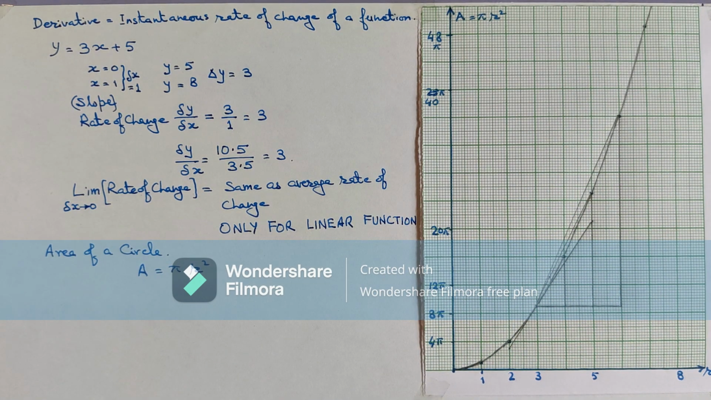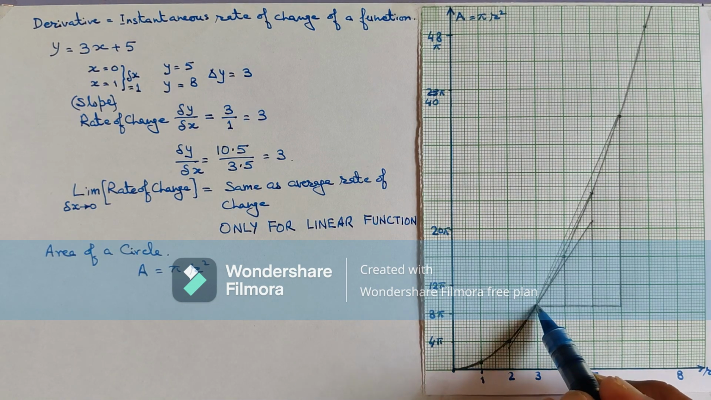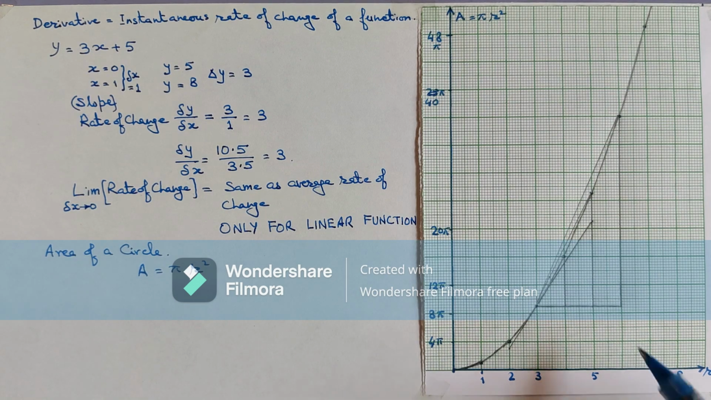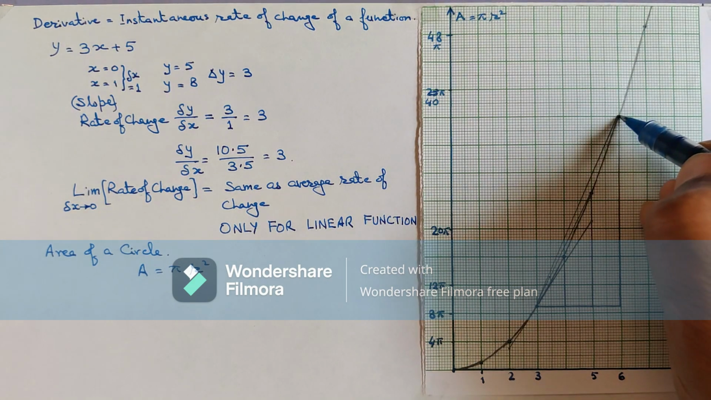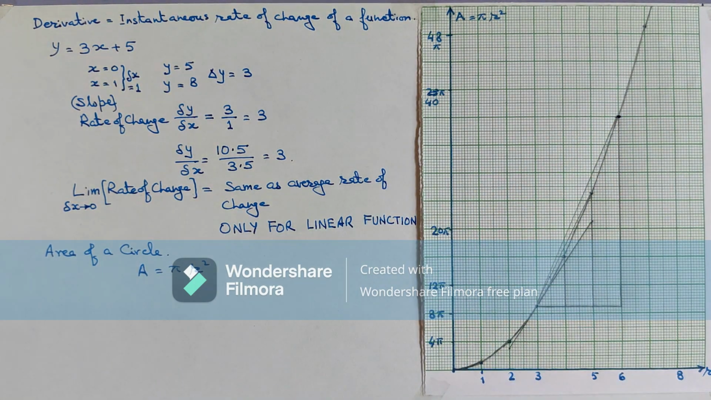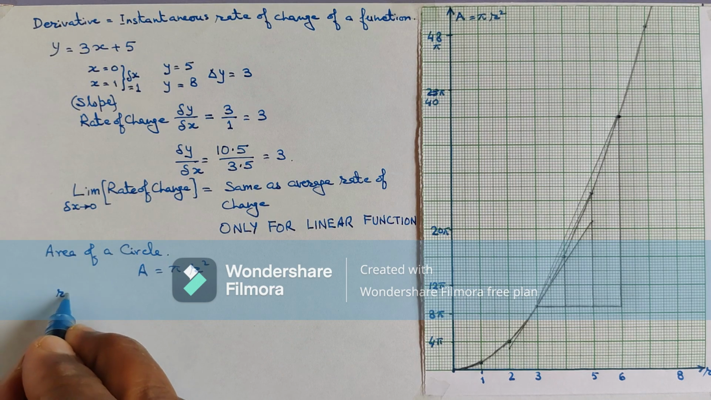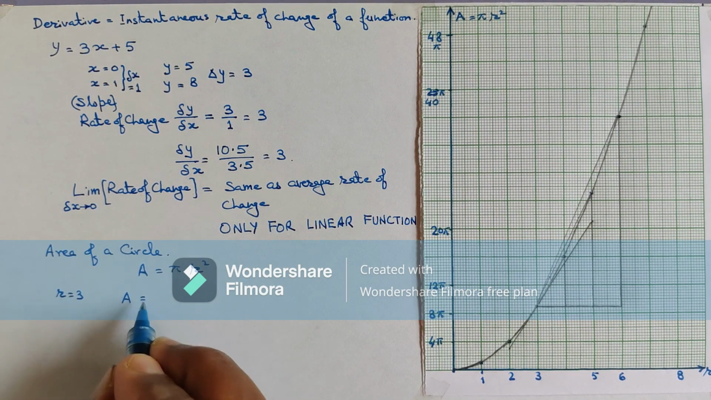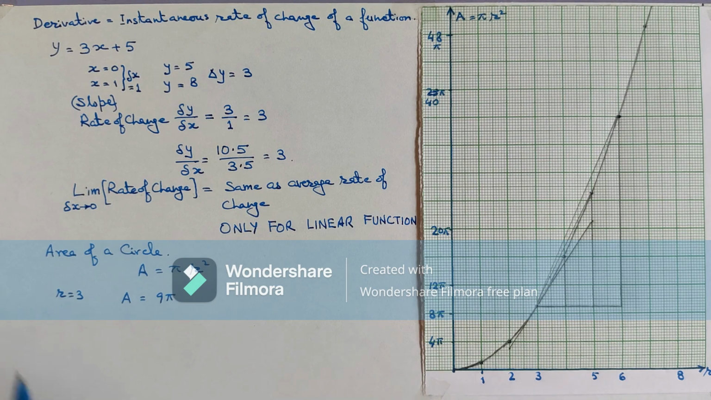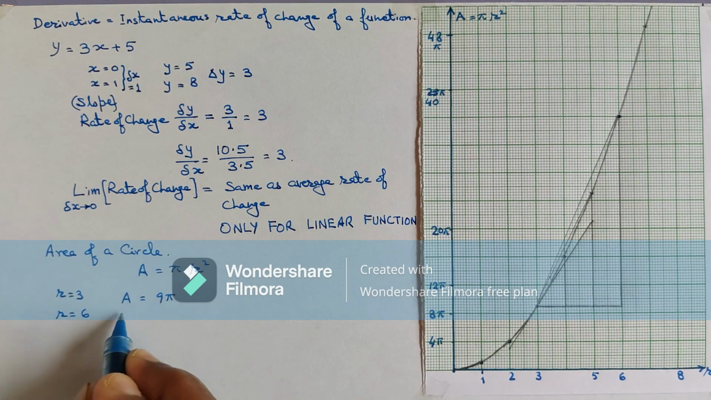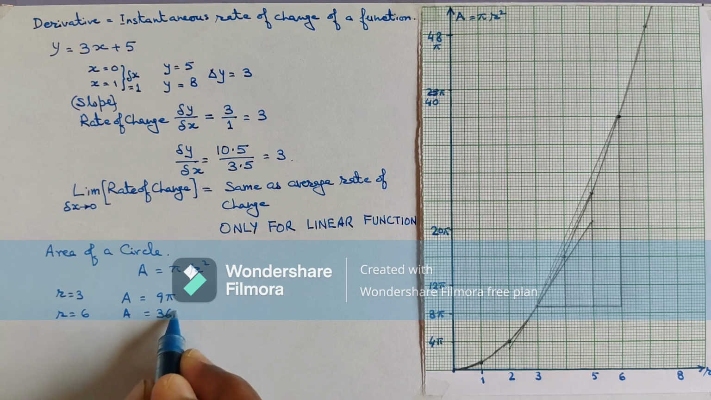I will try to take the rate of change using different sets of points on this. Let me first take 2 points. R is equal to 3, and the second point R is equal to 6. We can either calculate or read it out of the graph. For r is equal to 3, area is equal to 9 pi. For r is equal to 6, area is equal to 36 pi.